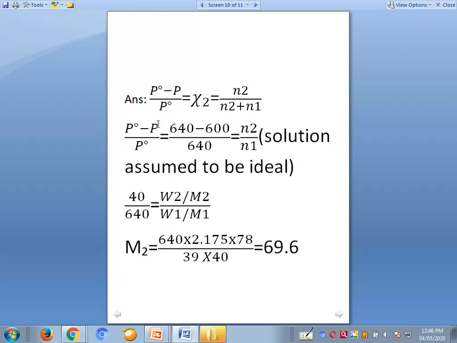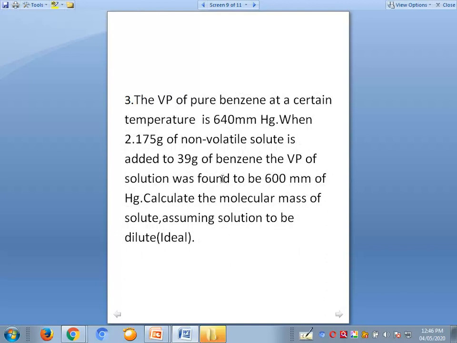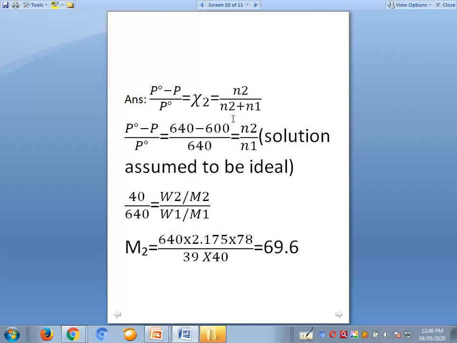Now take this one, P naught minus P divided by P naught is equal to, now what is P naught value, they are given 640, P value they are given 600, P naught value is equal to 640, this is equal to N2 divided by N1. Now where is this N2? They have given in the question that assume the solution to be ideal or dilute. So in the previous slide I had told, whenever the solution is ideal, the number of moles of solute is negligible when compared to that of number of moles of solvent. So here N2 value is lesser than N1, so we neglect this value, hence we take only the formula as N2 divided by N1.